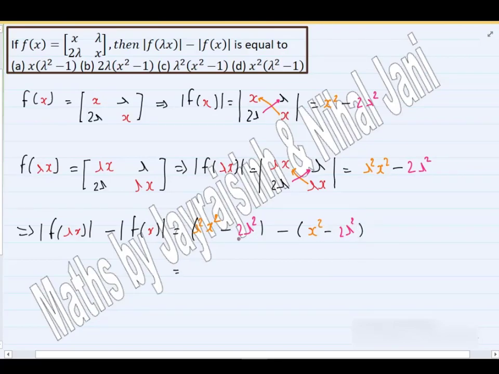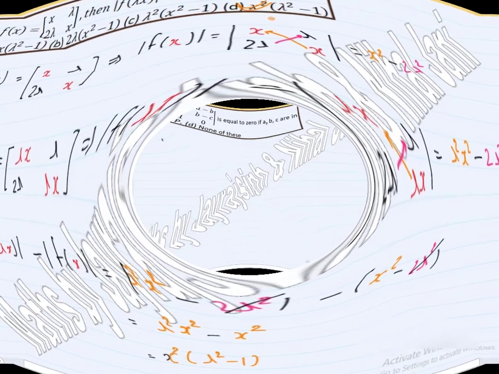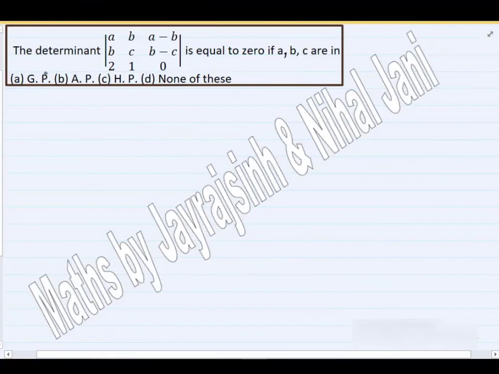So here 2 lambda square will cancel out, and we will get lambda square x square minus x square, and just take x square common to get your final answer, which is lambda square minus 1, right? So tada, option D is your final answer. Let's see the next question.